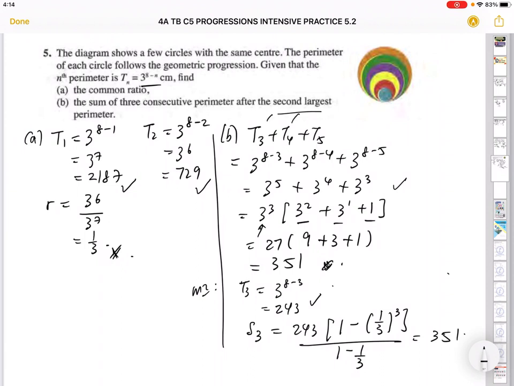You can start counting from T3, and then you use the formula Sn equals A(1 minus R^n) over (1 minus R). Your n is supposed to be 3 because you're counting the sum for 3 consecutive perimeters. Okay. All right, that's number 5. Let's move on to number 6, and I think this is the last one.